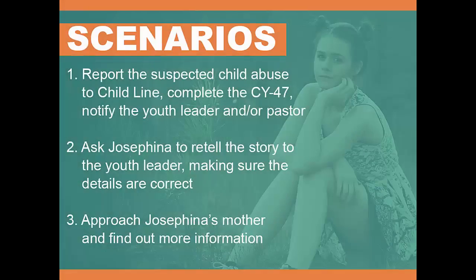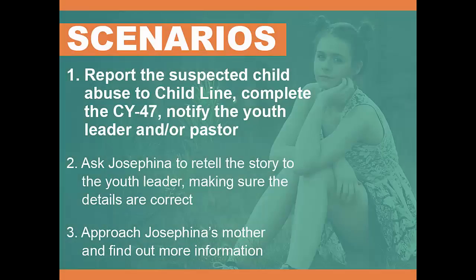Option 1. The youth leader should make the report of suspected child abuse by immediately calling Childline and completing the CY-47 report. The youth volunteer must also notify the youth leader and/or the pastor. Option 2. Affirm Josephina for sharing this information. Then ask her to go with you to the youth leader to share the same information so you both can help her. Option 3. The youth leader should approach Josephina's mother and find out more information.